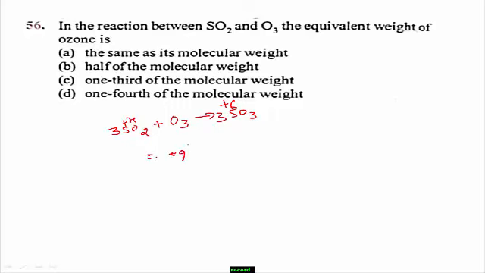Therefore, equivalent weight is equal to M by 2. Why is this 2? Because 2 electrons are involved in the oxidation change. So what is the formula? M divided by 2. Which one is the right answer now? Half of the molecular weight, because M by 2 is present here. Therefore, option B, half of the molecular weight, is the right answer.